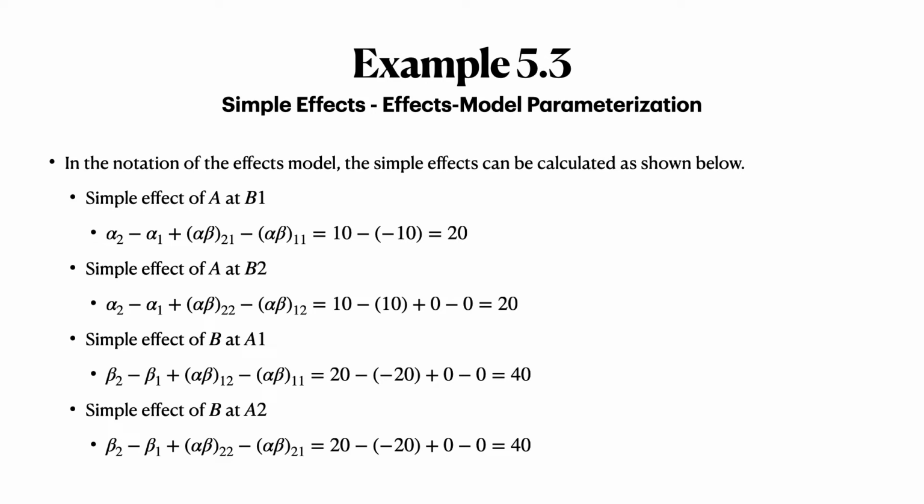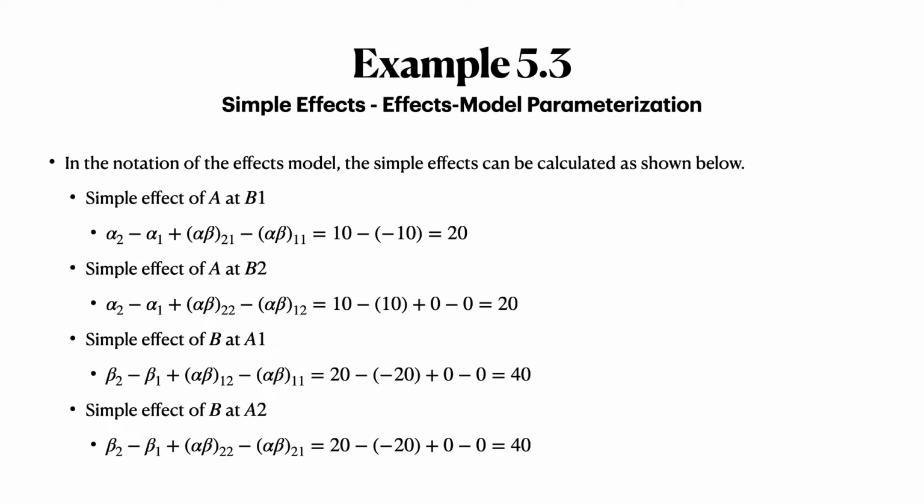The simple effect of B at the first level of A is given by beta 2 minus beta 1 plus alpha beta 12 minus alpha beta 11. That's equal to 20 minus a negative 20 plus 0 minus 0, or 40. And then finally, the simple effect of B at the second level of A is beta 2 minus beta 1 plus alpha beta 22 minus alpha beta 21. That's equal to 20 minus a negative 20 plus 0 minus 0, which again is 40.